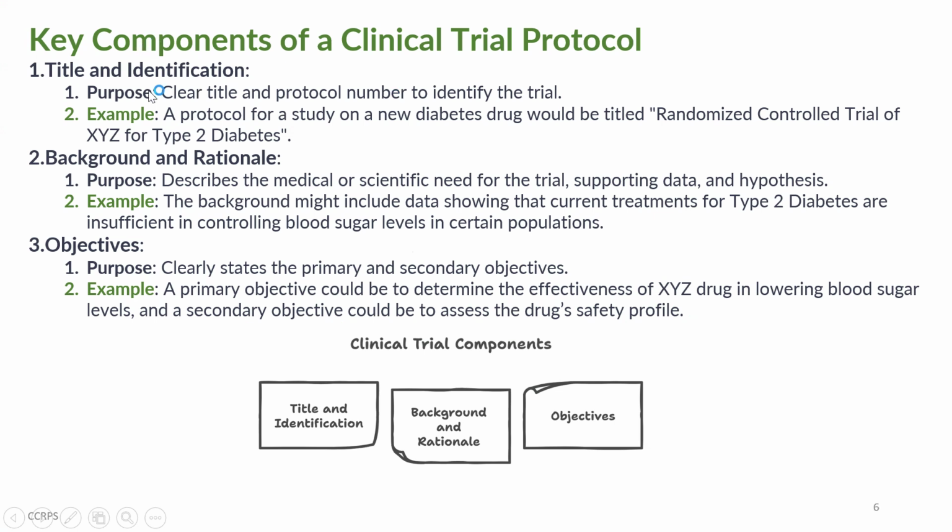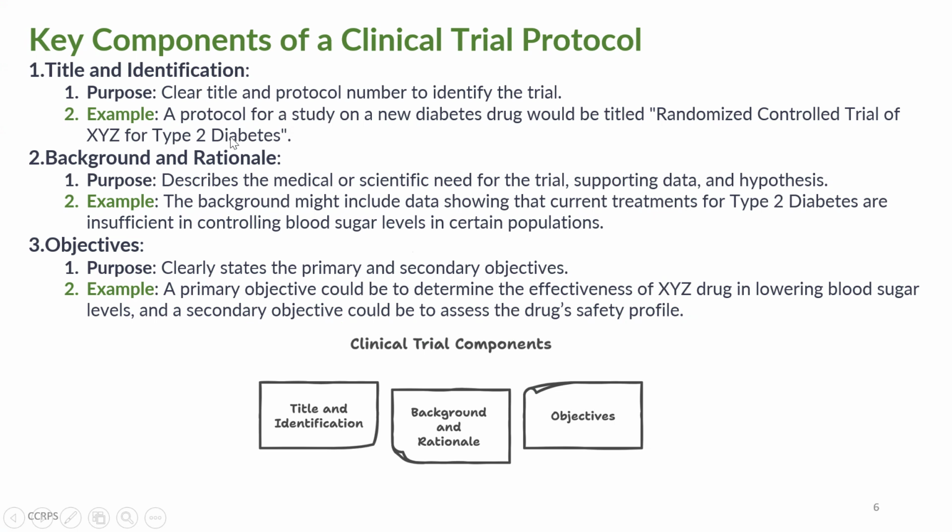Title and identification, the purpose. Clear title and protocol number to identify the trial. Example, a protocol for a study on a new diabetes drug would be titled Randomized Controlled Trial of XYZ for type 2 diabetes. Just as an example. Background and rationale.